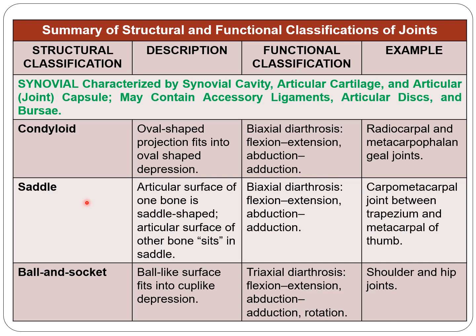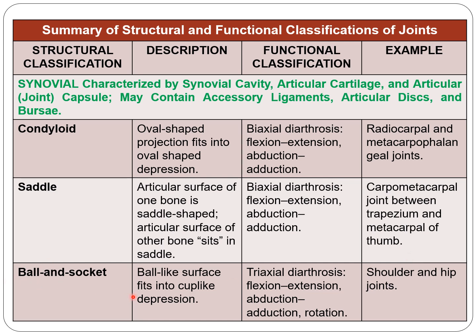The next is saddle joint. Here the articular surface of one bone is saddle shaped and the articular surface of the other bone sits in the saddle. And functional classification, they are also biaxial. That is, they aid in flexion, extension, abduction and adduction. Examples of saddle joints are carpometacarpal joints between trapezium and metacarpal of thumb.